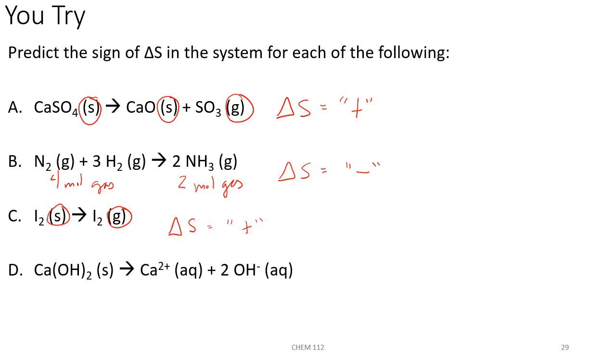And lastly, in D, we have solid calcium hydroxide dissolving in water into aqueous calcium 2+ ions and aqueous hydroxide ions. So we took something that was a highly ordered solid and we dissolved it into ions, breaking it up into essentially more particles being formed. So in this case, it's becoming more disordered. So delta S would be a positive value.